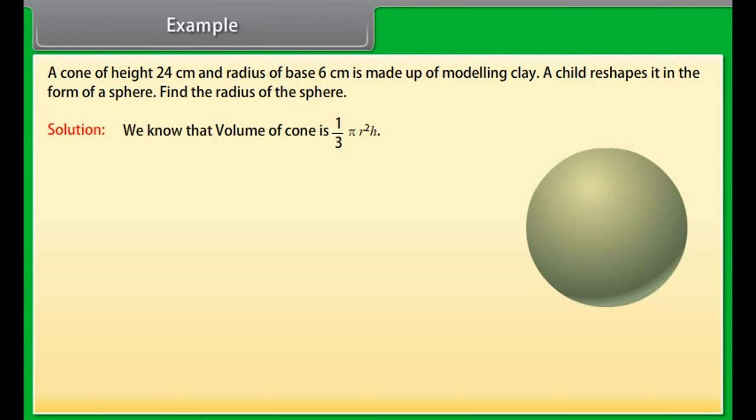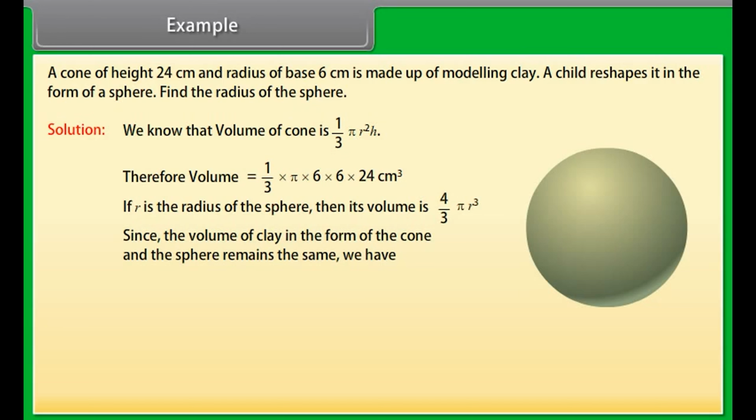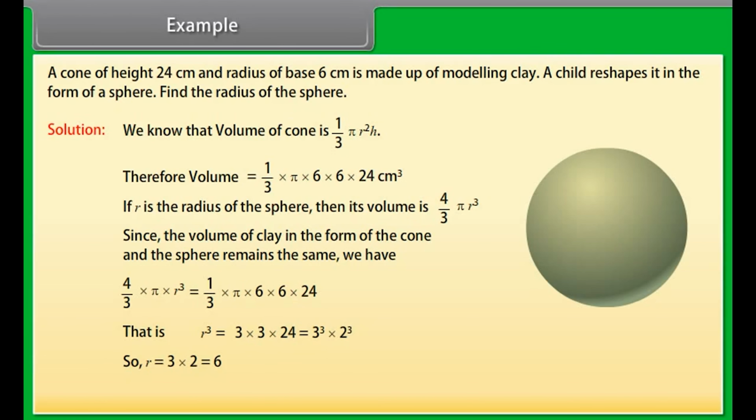Solution. We know that volume of cone is 1 by 3 pi r square h, which is equal to 1 by 3 into pi into 6 into 6 into 24 centimeter cube. If r is the radius of the sphere, then its volume is 4 upon 3 pi r cube. Since the volume of clay in the form of cone and the sphere remains the same, we have, that is, so r is equal to 3 into 2, which is 6. Therefore, the radius of the sphere is 6 centimeter.